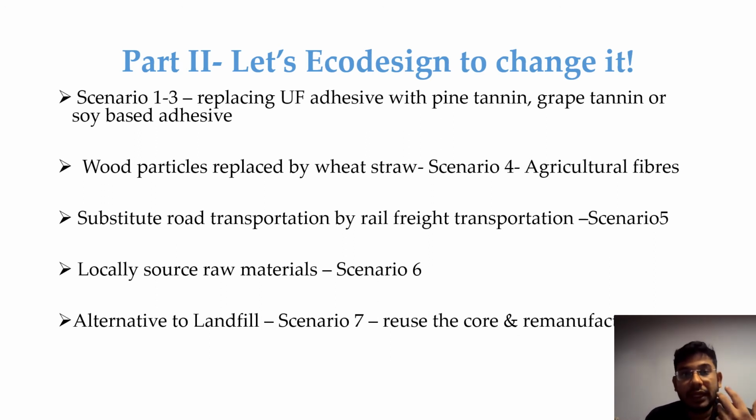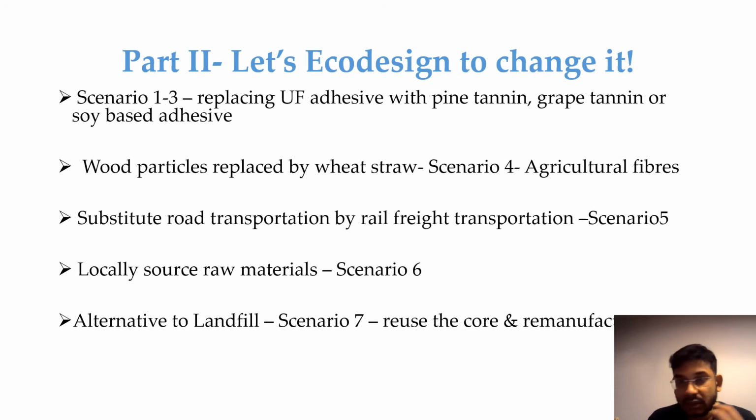Okay, so they tried to improve the system through eco-design by applying different scenarios. That's how you approach an eco-design problem. So I'm going to replace the urea formaldehyde adhesive, a chemical adhesive, with a natural adhesive such as pine tannin, grape tannin, or soy-based adhesive is what they imagine in the first three scenarios.